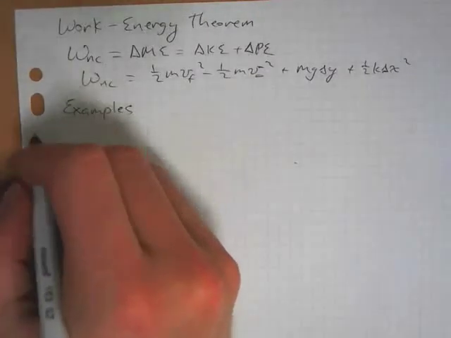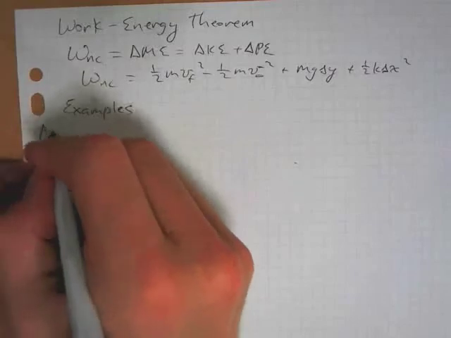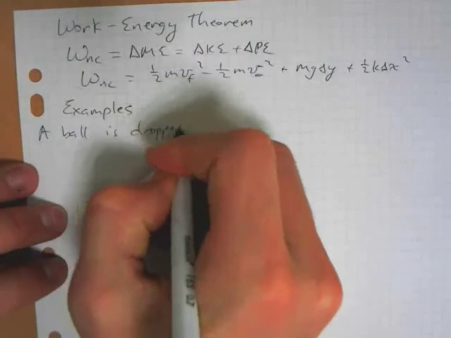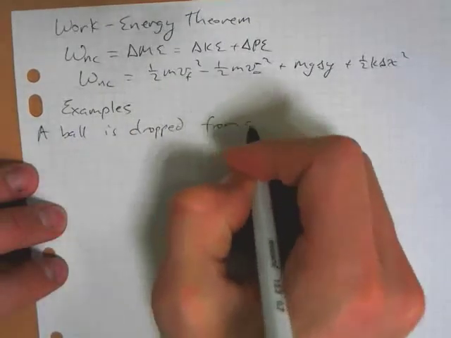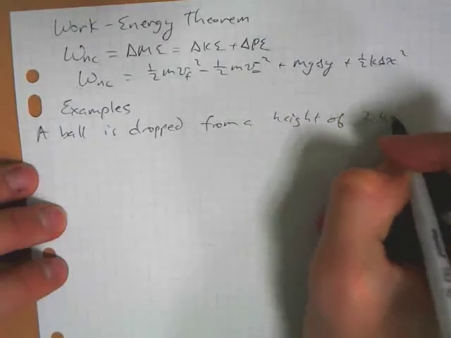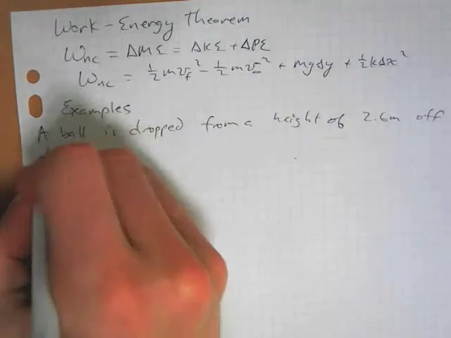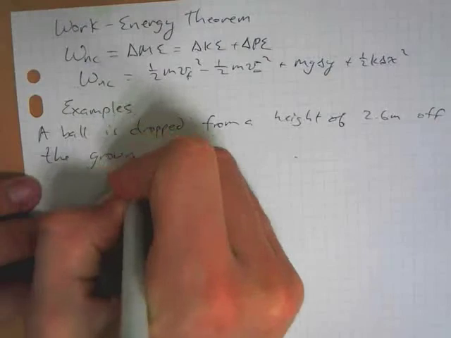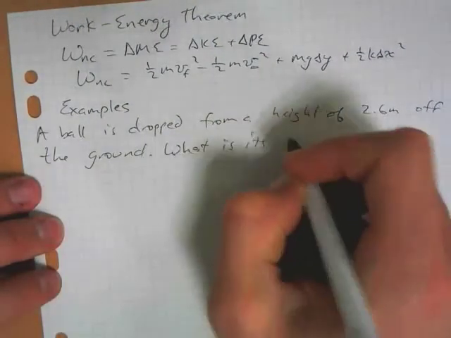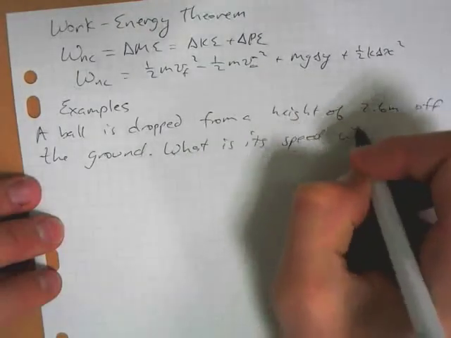Let's say a ball is dropped from a height of 2.6 meters off the ground. What is its speed when it hits the floor?